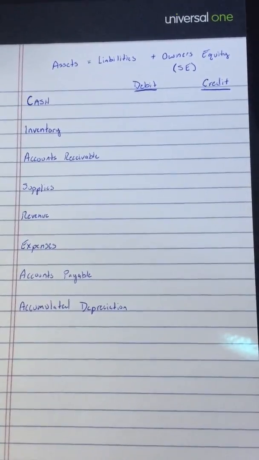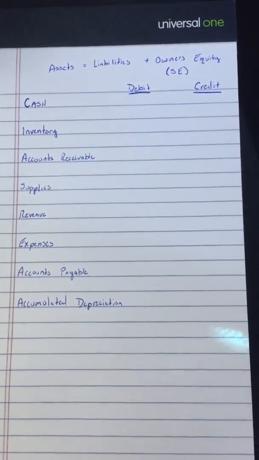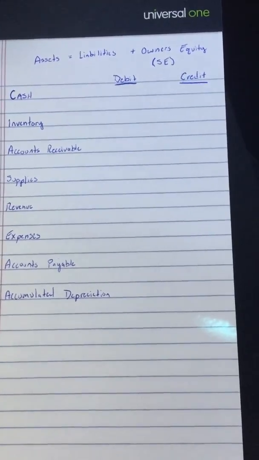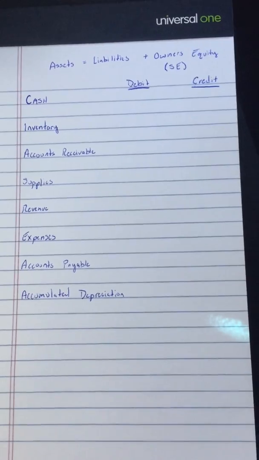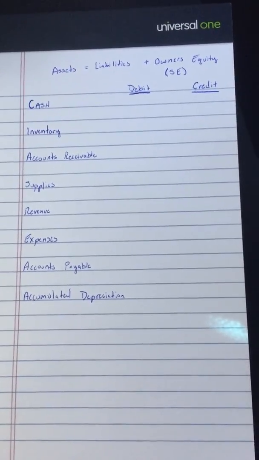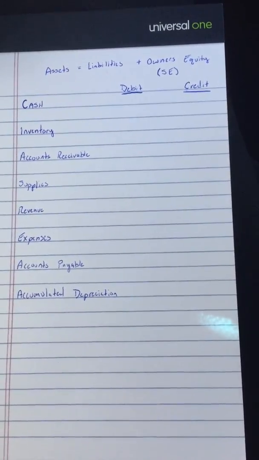Hey guys, it is the accountant, and we are going to talk about some very fundamental concepts in accounting, mainly what increases and decreases certain accounts.